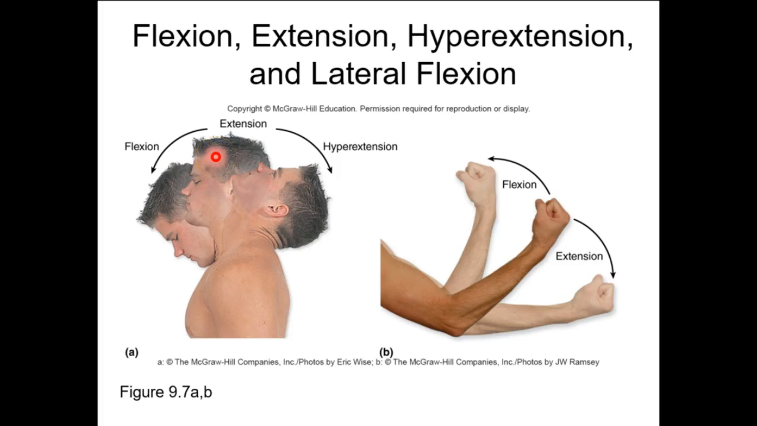Extension is going to be the opposite. It increases the angle of a joint. And in some categorizations, extension is moving beyond the coronal plane, which is why this was flexion also. Here's extension. Here's extension, and here is also extension. Extension of the arm at the elbow, extension of the arm at the shoulder.